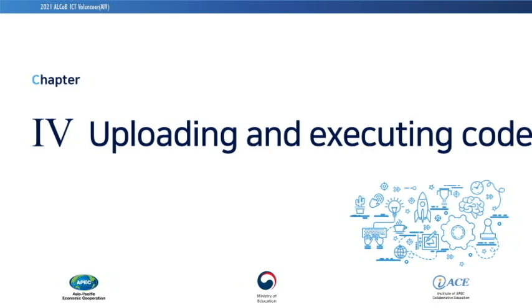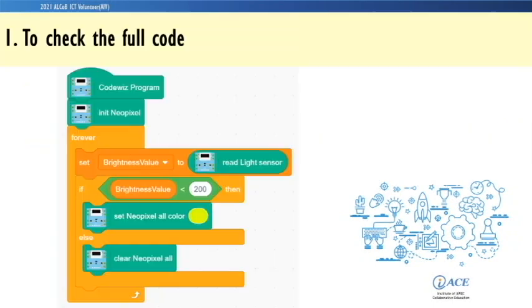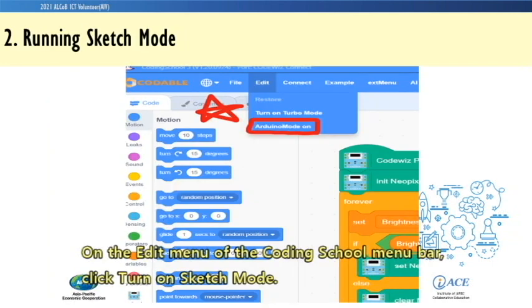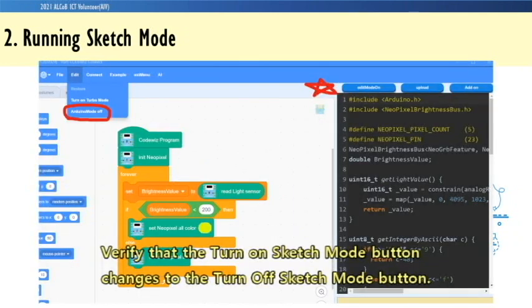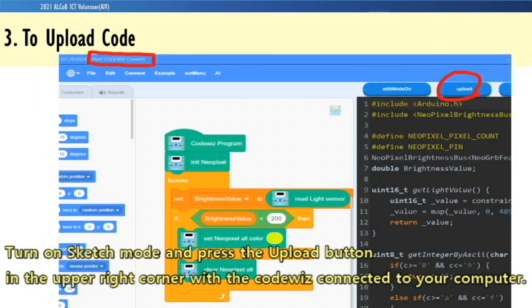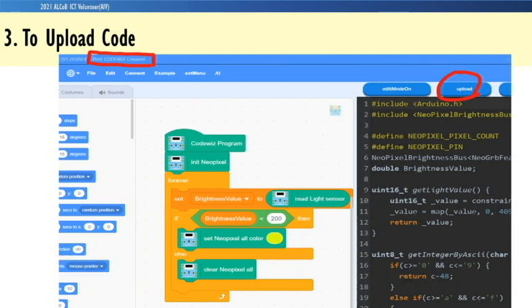Now, let's upload and execute the code. First, please check the full code. Next, on the Edit menu of the Coding School menu bar, click Turn on Sketch Mode. Please check that the Turn on Sketch Mode button changes to the Turn off Sketch Mode button. Turn on Sketch Mode and press the Upload button in the upper right corner with the CodeWiz connected to your computer.